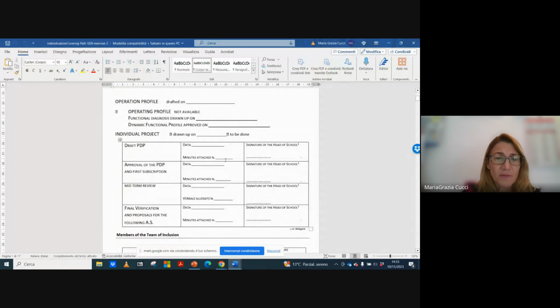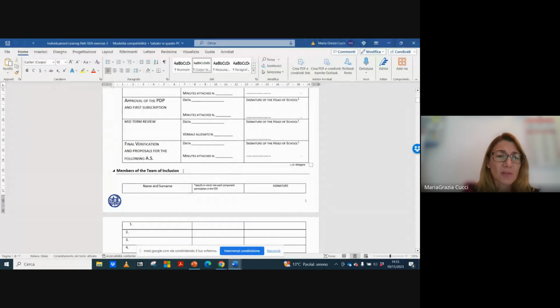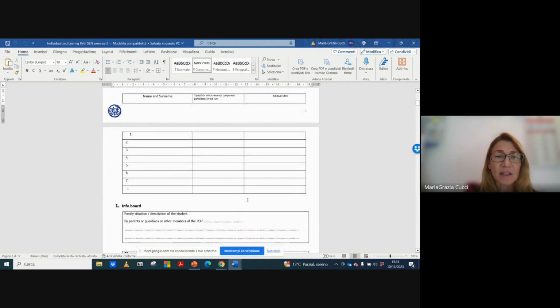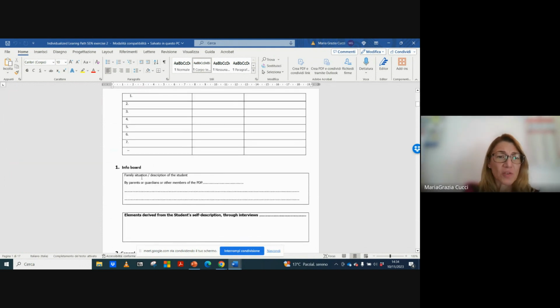So we went through the document. We talked about the members of the team of inclusion, and we specified that they need to have a different role inside the school in order to cover different aims, different goals that we want to achieve by this individualized learning document. We can collect some information from the family in order to have a better description of the starting situation of the student.